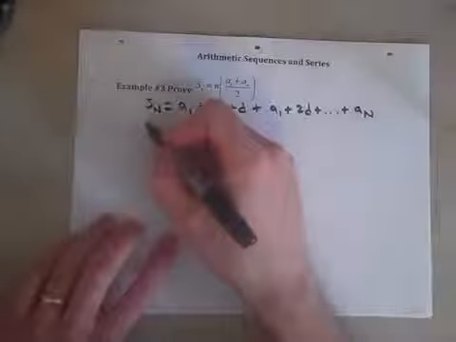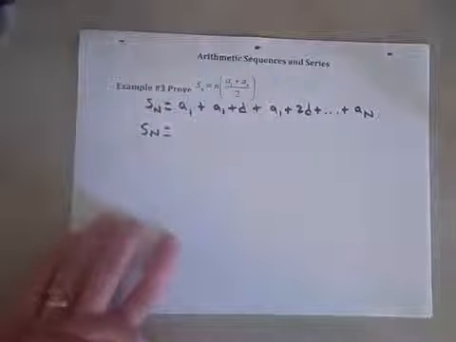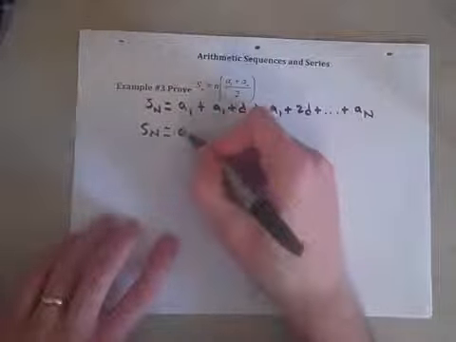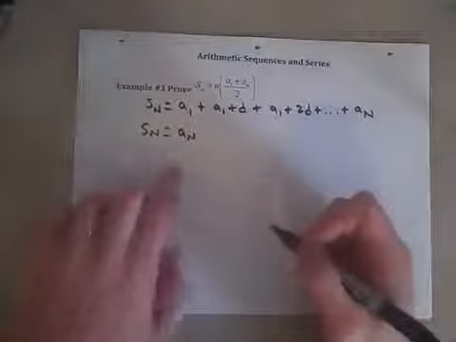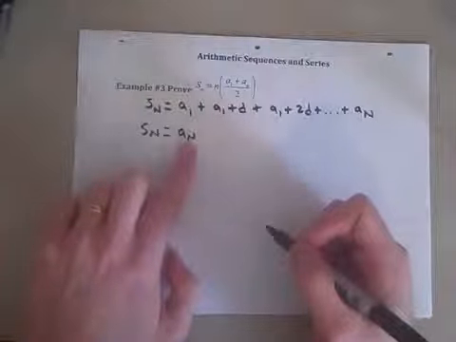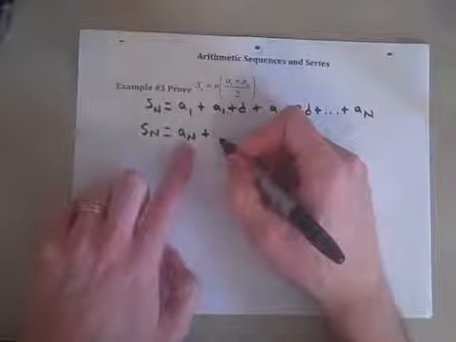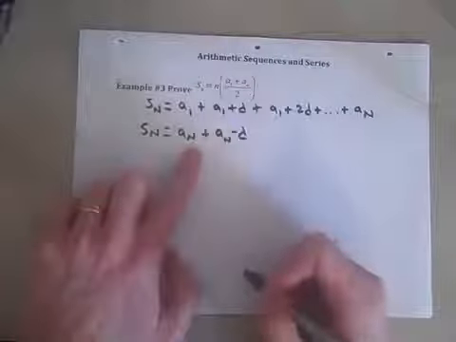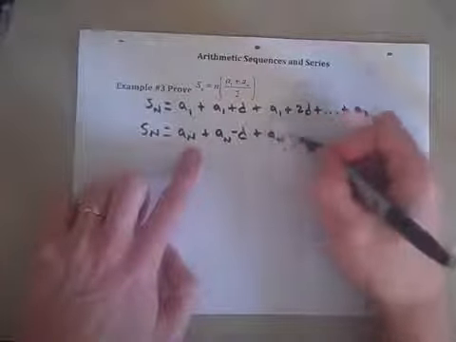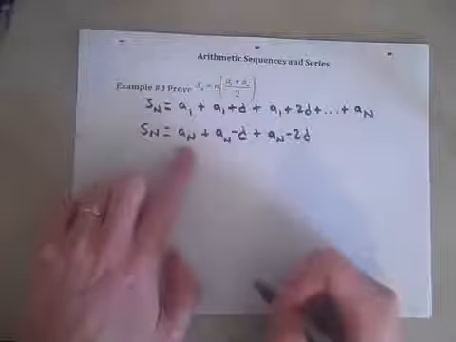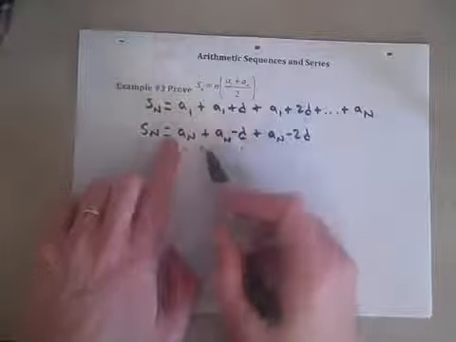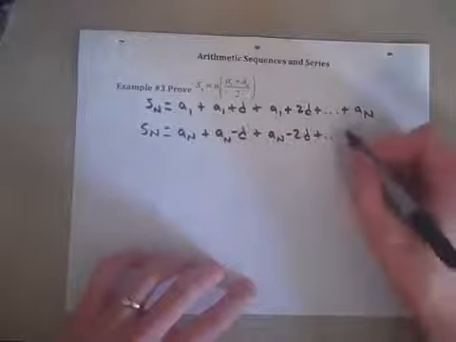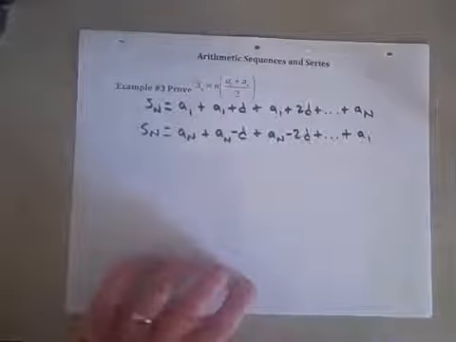Then we do the same kind of equation, but we reverse the terms. If we start with the last term, the second to last term would be the last term, a sub n, minus d, going backwards, plus a sub n minus 2d. For example, if this was 10 and d was 2, you'd have 10, 8, 6, plus dot dot dot. The last thing you would be adding would be the first term.